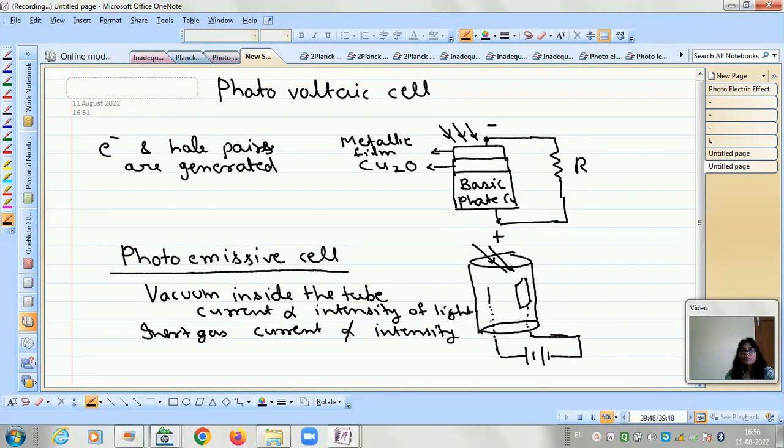This photoemissive cell can be used as a switch inside the electric circuit, where the circuit may be on or off depending on the incidence of the light. If the light is incident, then we will get current, and otherwise there will be no current through the circuit. So this is all about the different topics of the photoelectric effect. So let us stop here.